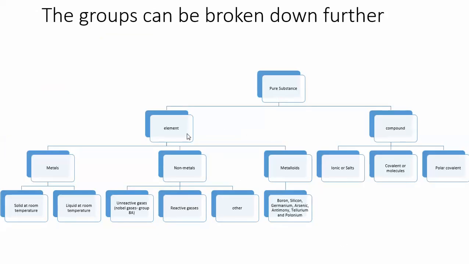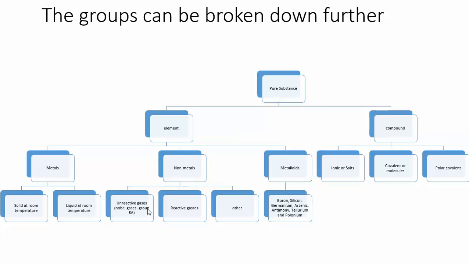So if you're looking at where some of our other information fits, if we look on the pure substance side and go into our elements, it depends on how we want to categorize them, but we've categorized our elements on our periodic table into metals, nonmetals, and metalloids. And I've given some examples here. If I wanted to go further and subdivide my metals, some metals are solid at room temperature, some are liquids. That's one way of categorizing them.